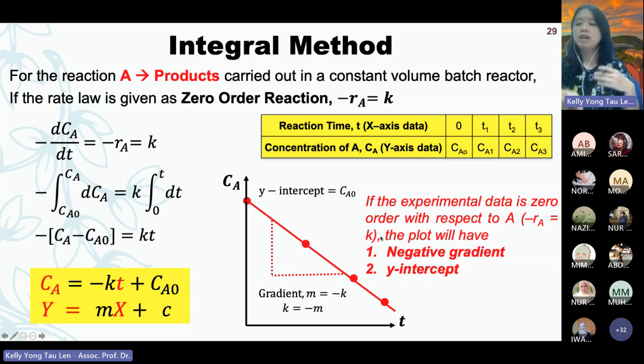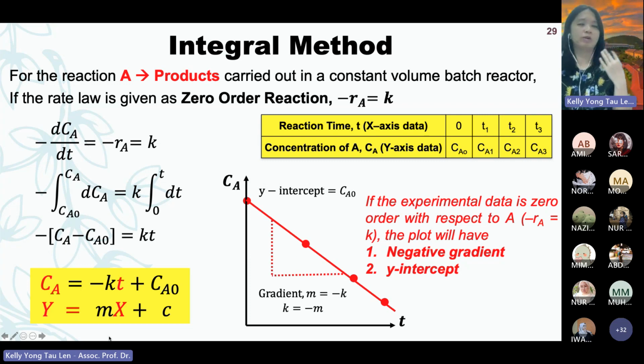If they don't fulfill any one of it, ataupun dia tak fulfill mana-mana satu, then the reaction is not zero order. You have to try equation untuk reaction order yang berlainan. Okay. Let's say kamu dah verify, dah betul zero order. Then you go to the next one untuk mencari nilai K.